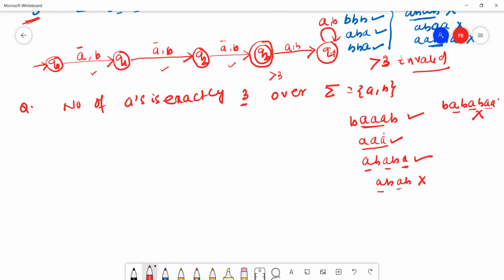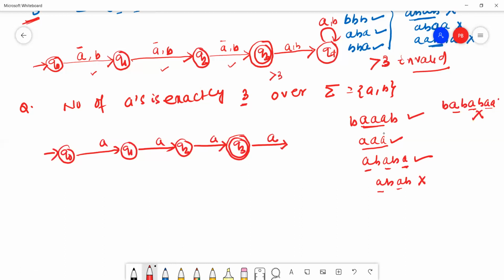Okay, now we'll construct the DFA. Q0, this is Q1, this is Q2, this is Q3. The number of a's is exactly 3. If it is more than 3, if it is greater than 3, then go to the dead state.